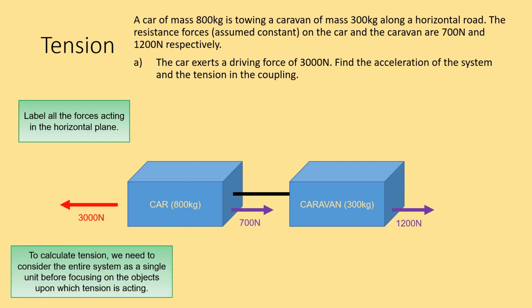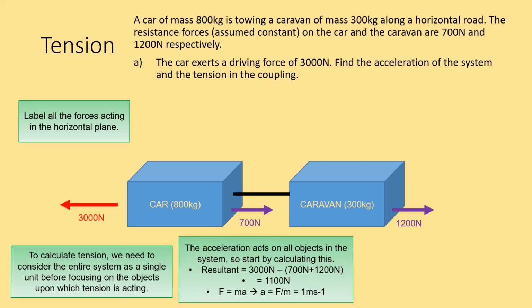So, to calculate the tension, we're going to need to consider the entire system as a single unit, so that we can calculate the acceleration, and then we can calculate the tension. So the acceleration works on all objects in the system. So the resultant force, we've got 3,000 newtons in one direction, we've got 700 newtons plus 1,200 newtons in the opposite direction. This gives us a resultant force of 1,100 newtons. Force equals mass times acceleration, therefore acceleration is force divided by mass. That gives you 1 meter per second per second.